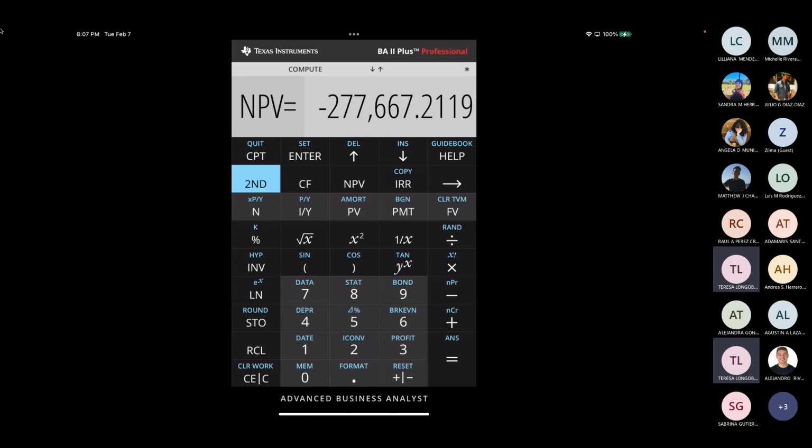Okay, so I'm going to start fresh. I'm going to clear my worksheet. So as long as you're in the worksheet, you can clear it. See, I didn't clear it. I have to be right here on CF. Second, clear work. So it's clear. So I'm going to enter my cash flows. Initially, I spent $3 million. So 3 with a negative. Enter and scroll down.